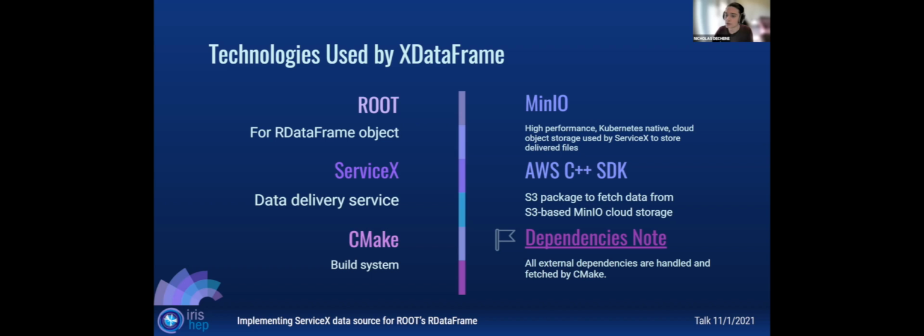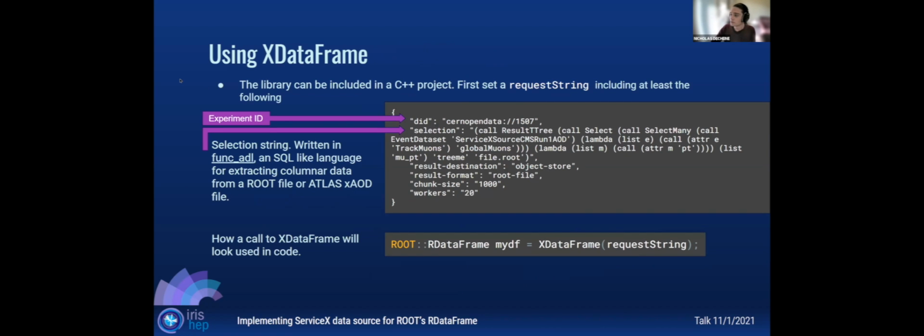Now, for a user looking to utilize XDataFrame, the build system is written so that CMake handles fetching and building all of the external dependencies on its own, so you don't have to worry about building stuff from source just to meet a dependency for this. It handles it all in one step. Now, to use it, it'll need to be included in a CMake project.